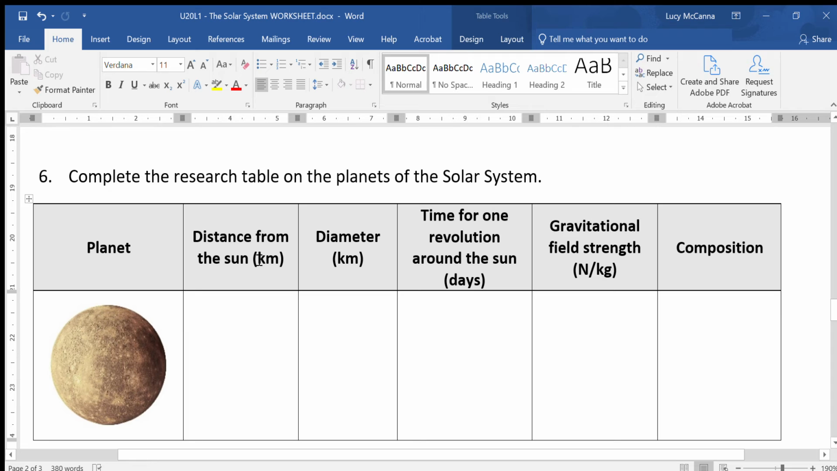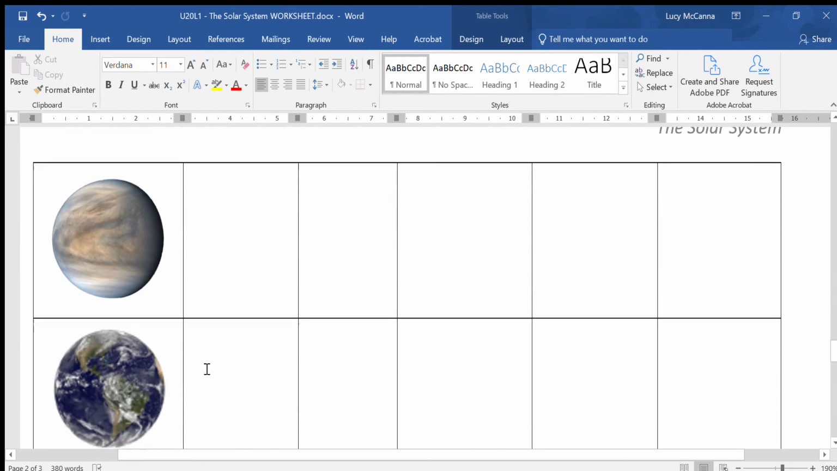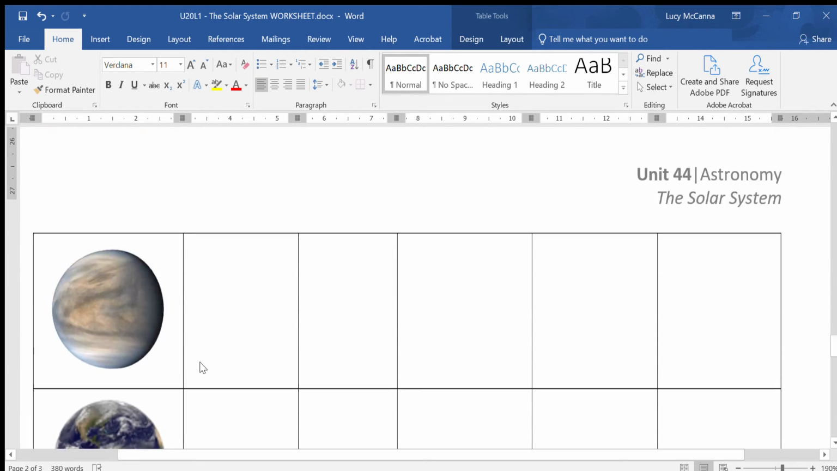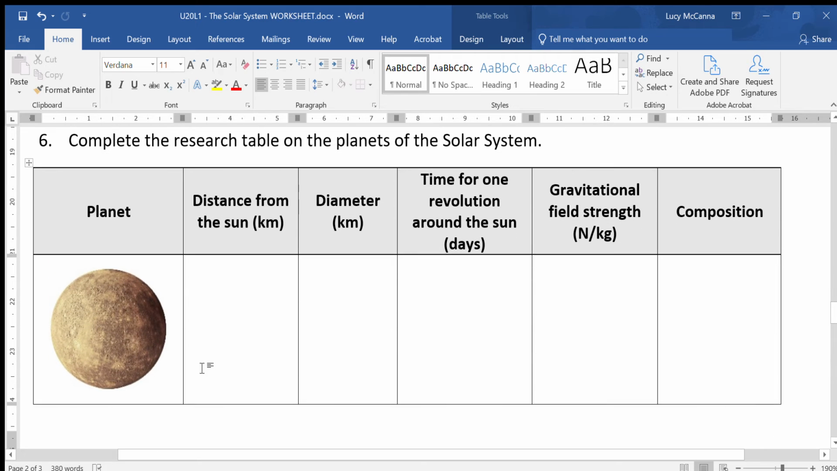Some of them are very straightforward, so you should be very easily able to look up things like the distance from each planet from the sun. So you've got your planets down the table here. And it should be very straightforward to look up things like the distance from the sun in kilometres. You'll find that probably a lot of these will be in billions of kilometres, so copy your numbers down carefully and make sure that you're including billion if that is what the measurement is.